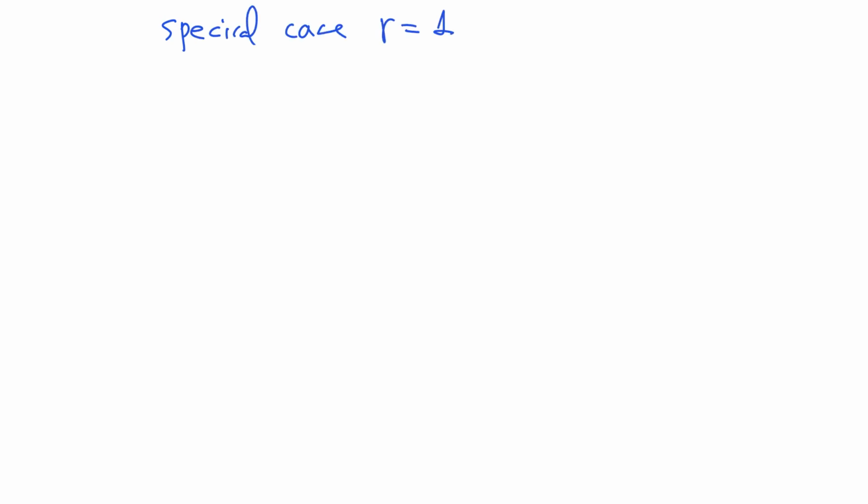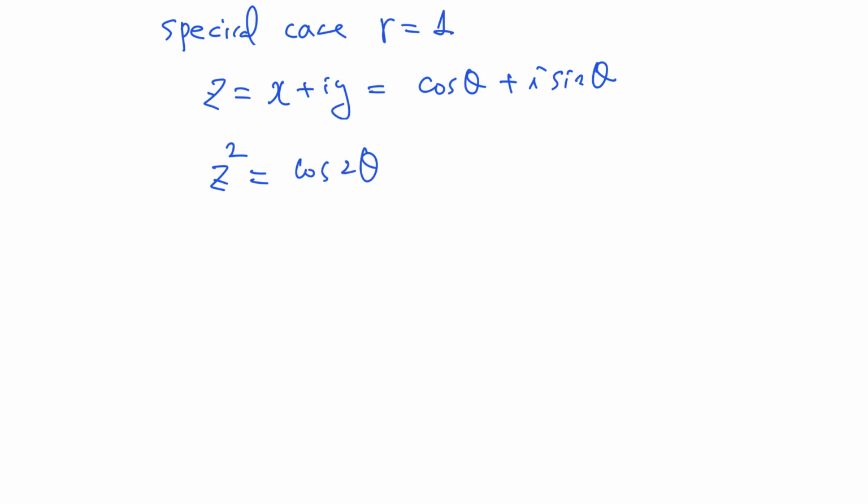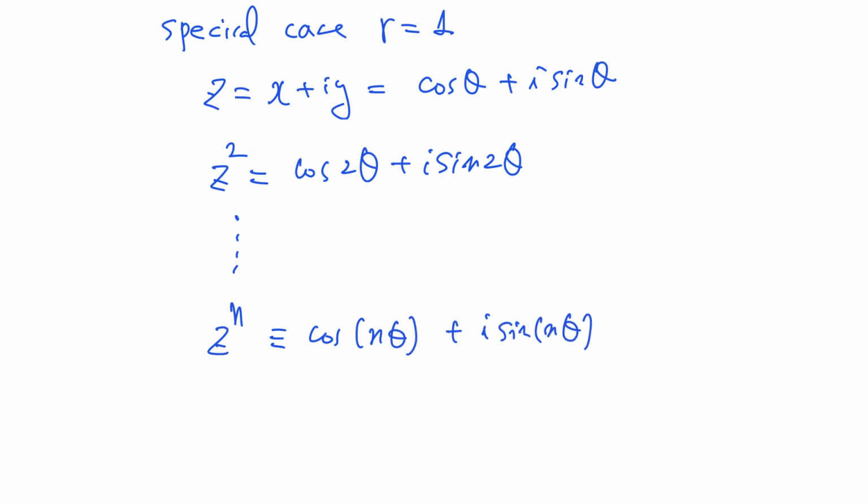R is equal to 1. Then z, which is x plus iy, is represented by cosine theta plus i sine theta, right? How about z squared? Cosine 2 theta plus i sine 2 theta, right? And you can continue: z to the n is cosine n theta plus i sine n theta.